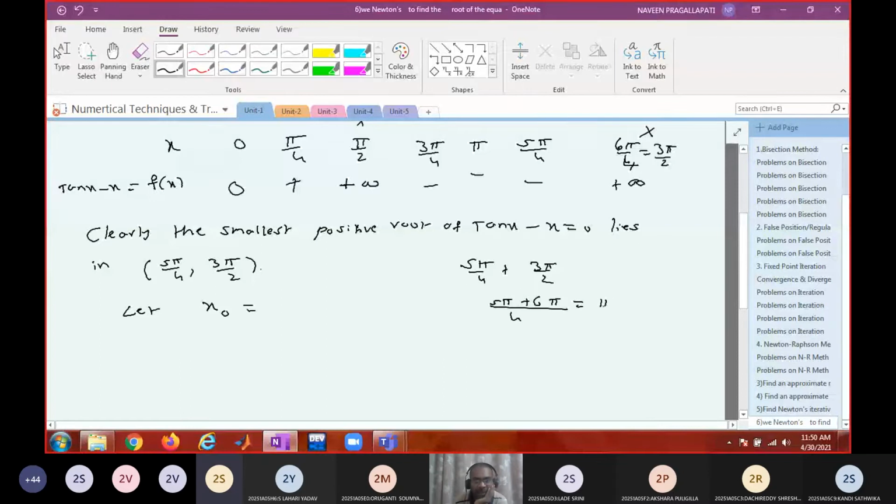Is this not 11 pi by 4? Midpoint. 8.63938. So shall we start with 8.5? Sir, the midpoint should be 11 pi by 8. 11 pi by 8, that is 4.3.